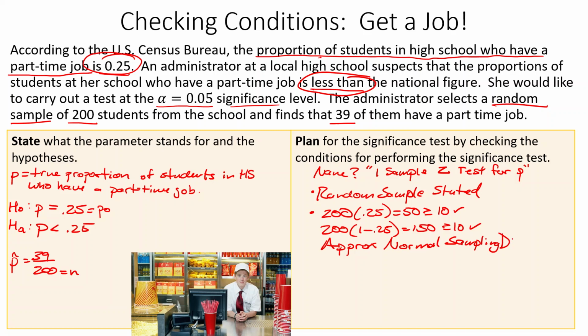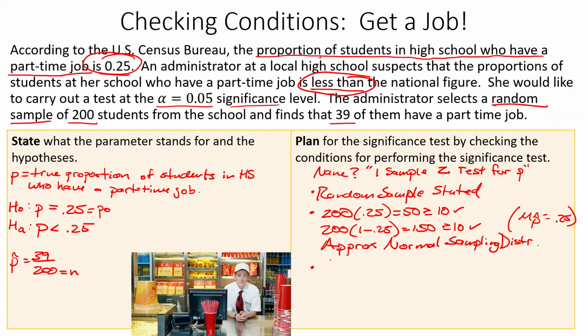Kind of abbreviated sampling there for a second. That's what we need in order to do this test, is we have to have this approximately normal distribution with our mean p hat being the p naught, the 0.25, and that would be the middle of our sampling distribution.